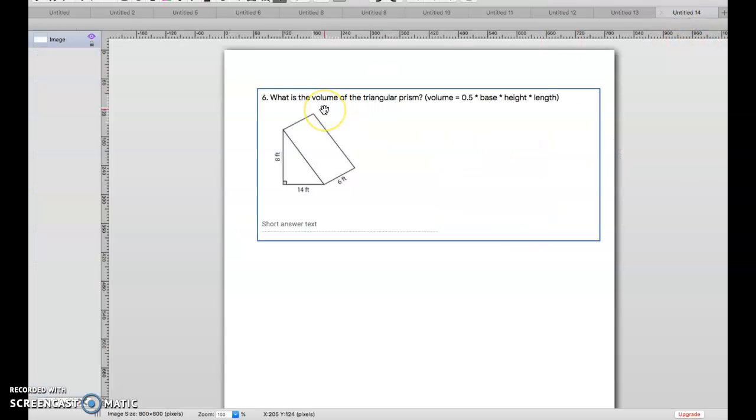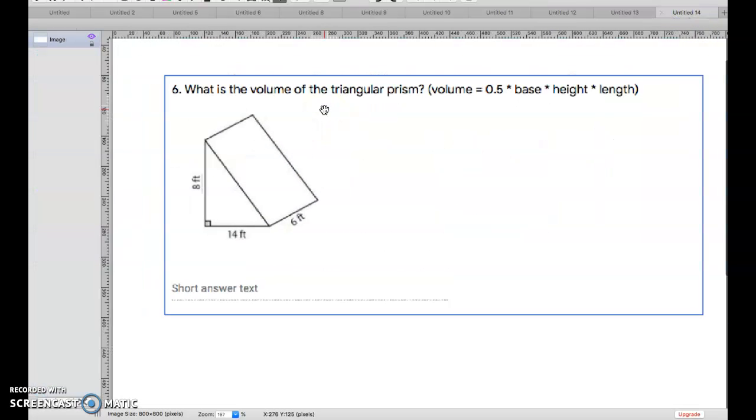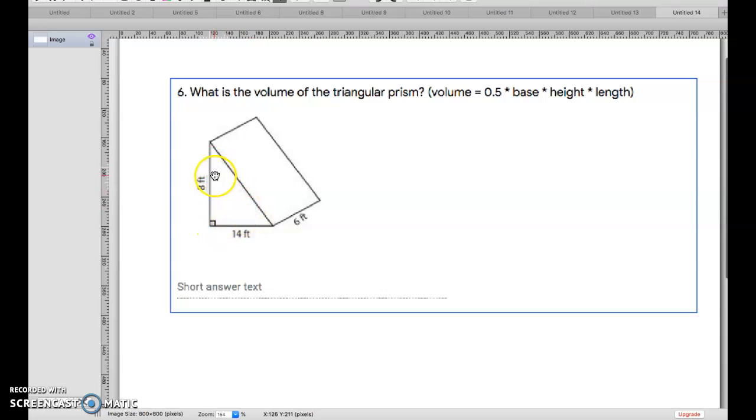Problems 6 through 10 are triangular prisms. A triangular prism, you can see this little triangle right in here. We basically have this triangle that's part of this whole wedge shape. This whole shape is what we call a triangular prism. When we see a triangle in our shape, we know we are dealing with a triangular prism. The formula is a lot like our old formula. Our three numbers multiplied together, base times height times length, but we also multiply by 0.5.